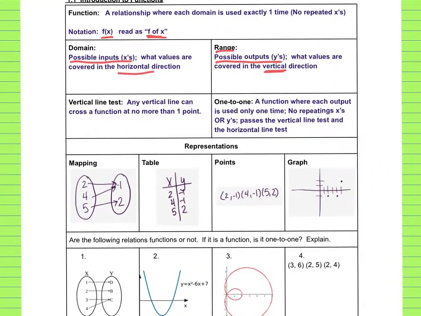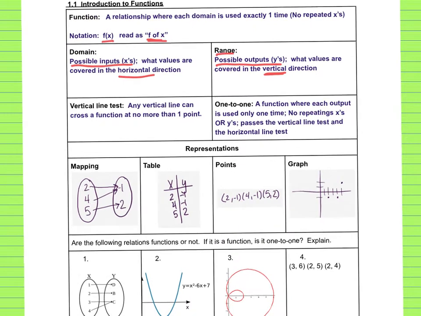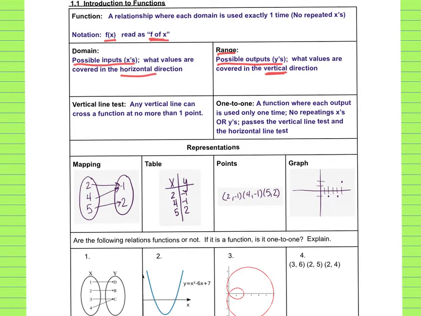Then what we have is what is called the vertical line test. So this is any vertical line can cross a function at no more than 1 point. We'll talk about what that means here in a second. And then that last vocab word means 1-to-1. So it is 1-to-1. What it means is that a function where each output is used only one time, so no repeating x's, also no repeating y's, okay?